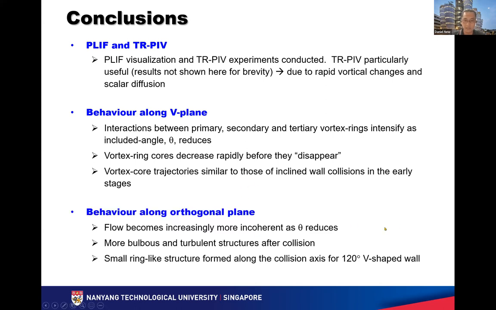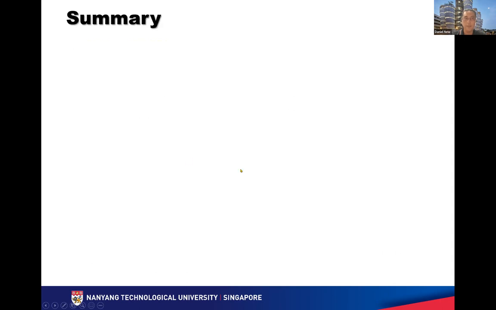At least in the earlier stages, we found that the primary vortex rings become very bulbous immediately after the collision, which is very interesting. It's not as stable as we have thought. Okay, so thanks for your patience.